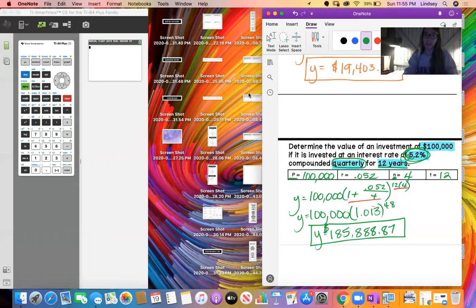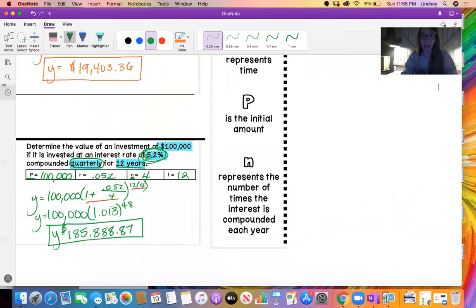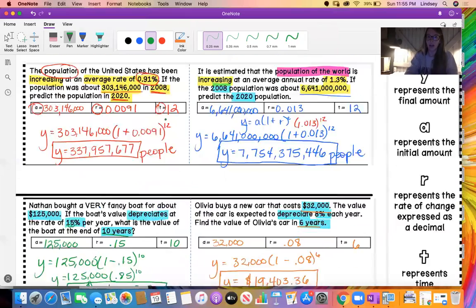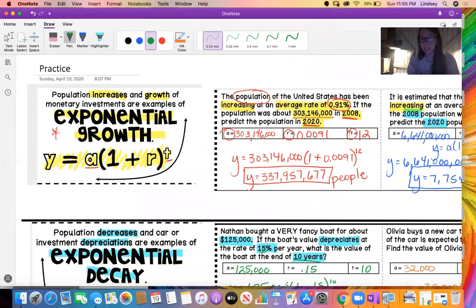All right, so that is exponential growth and decay and compound interest. And again, that is the last skill. You can kind of see how exponential growth is applied to real world situations.